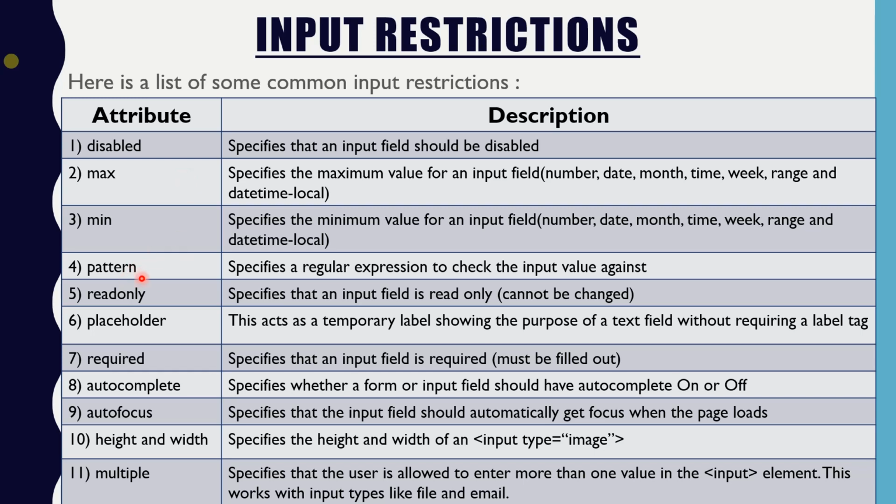Now let us see the next attribute, that is pattern. Pattern specifies a regular expression to check the input value against. This means the format in which the text should be written; whatever pattern you write, the user has to enter the text in that pattern only. For example, suppose I am using a pattern for a 10-digit mobile number. Then you can use the pattern 0 to 9, and in curly braces you write 10. It means the user has to enter a 10-digit number, and each digit can be any number from 0 to 9.